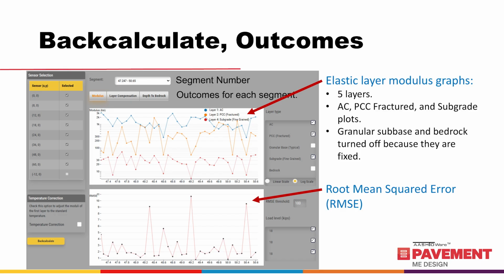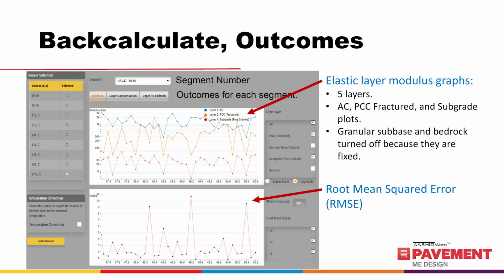The modulus results include 2 graphs of values for the specific segment. The first is a graph of the back-calculated elastic layer modulus for each layer in the structure simulation along the segment. The graph appears as an arithmetic plot, but the user can change the arithmetic plot to a semi-log plot, which is shown on the screenshot.